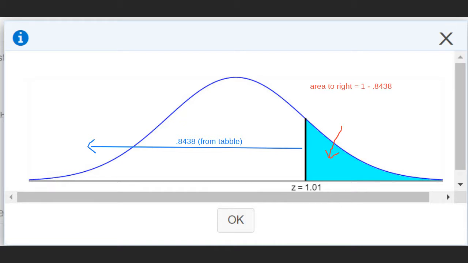I'll do that in my calculator. 1 minus 0.8438, and I get 0.1562. And that would be the area to the right that they're asking for.